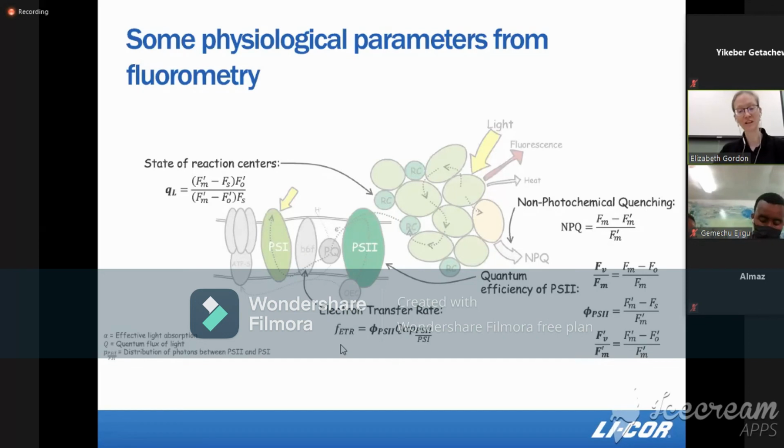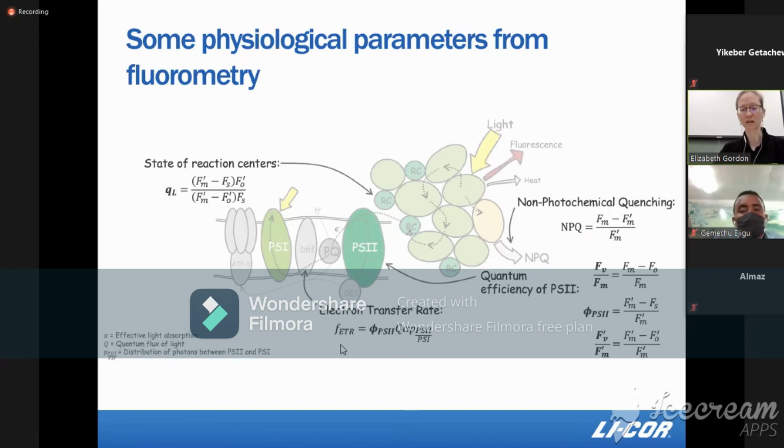But so the efficiency of phi PS2, we can get two parameters here. We can get FV over FM, and this is a very common parameter. That's in the dark. And we can get phi PS2, which is in the light. We can also get non-photochemical quenching, or NPQ. We can get QL, which is the state of the reaction centers. And we can determine electron transport rate or electron transfer rate. You can also get electron transport rate from gas exchange. And so sometimes you'll see comparisons of the electron transport rate from fluorescence and gas exchange to see if they match up.